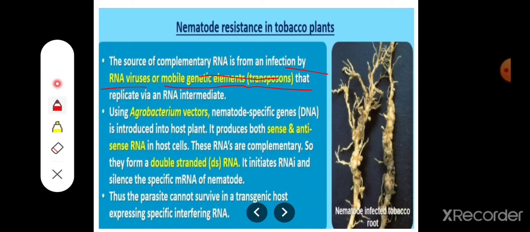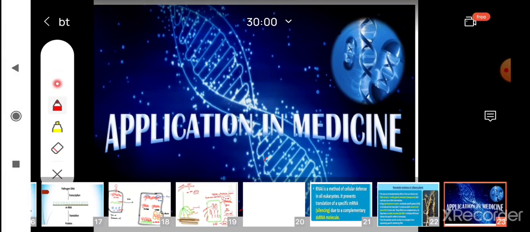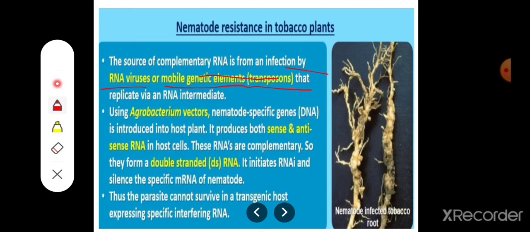Clear, children? So thus the parasite cannot survive in the transgenic host. Transgenic means a genetically modified host expressing specific interfering RNA. Clear, children? So this is about nematode resistance in tobacco plant, which is the pest resistant plant. Okay, children, now let us move on to the next one.